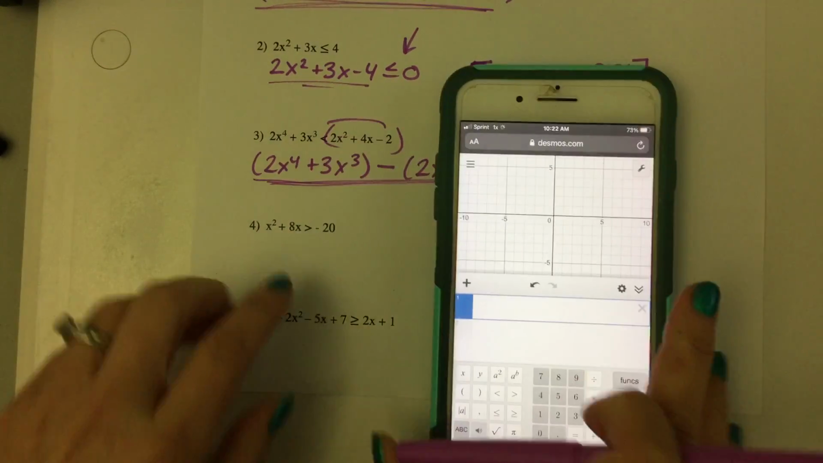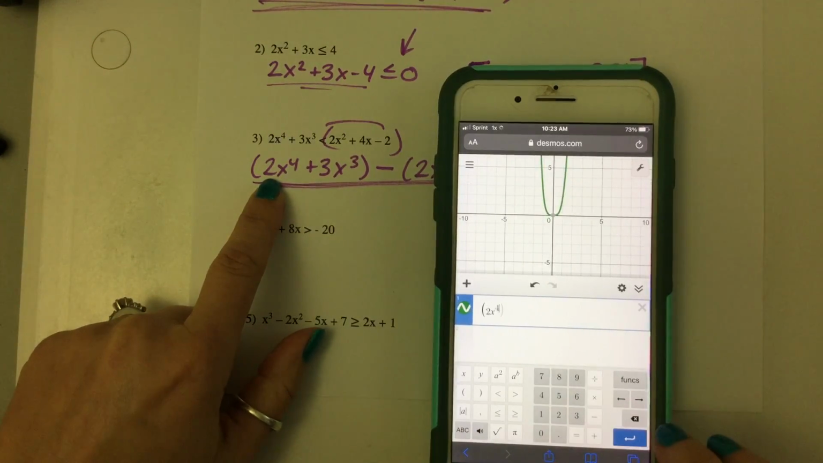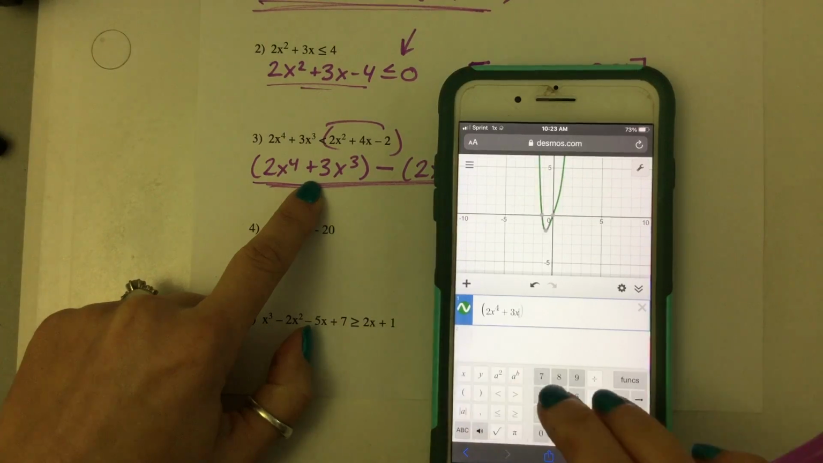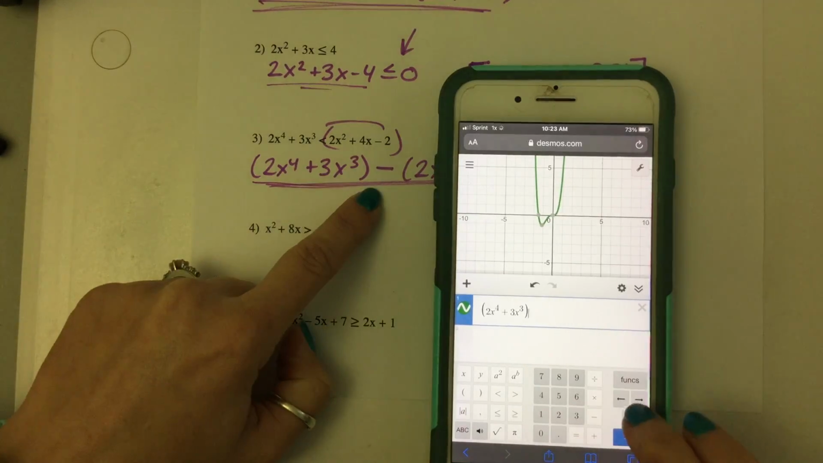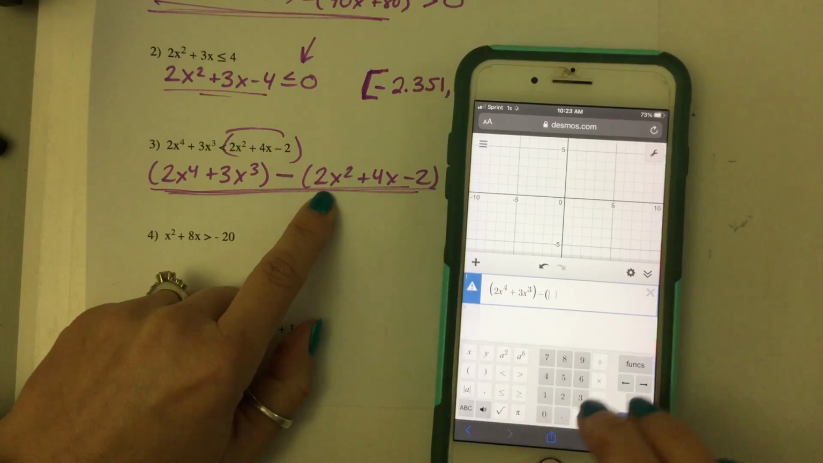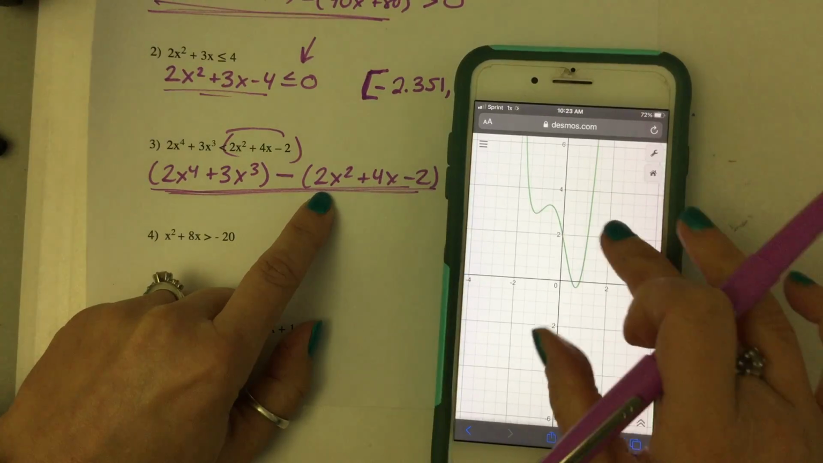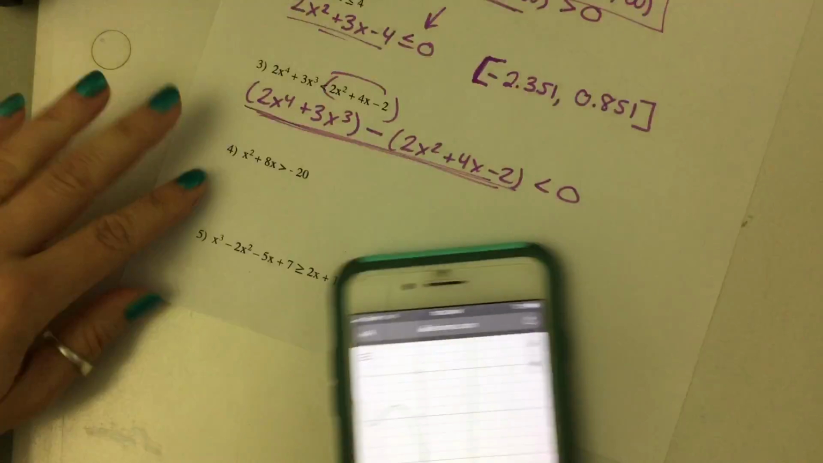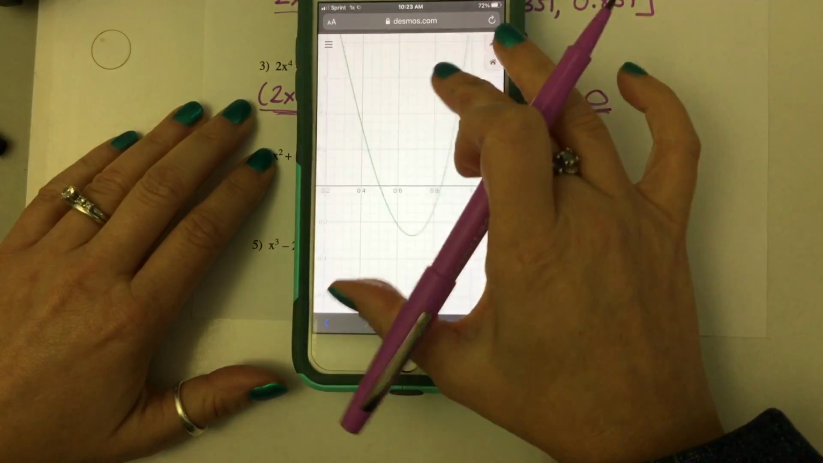I'm just going to keep my window as standard for now just to see. Open a parenthesis, 2x to the power of 4 plus 3x to the power of 3. Go ahead and close the parentheses. Then I subtracted a polynomial function over, so I'll put that in parentheses: 2x squared plus 4x minus 2. If I close it, I'm going to go ahead and zoom in a little bit here. I want to know when this is less than 0, meaning when is it below the x-axis?